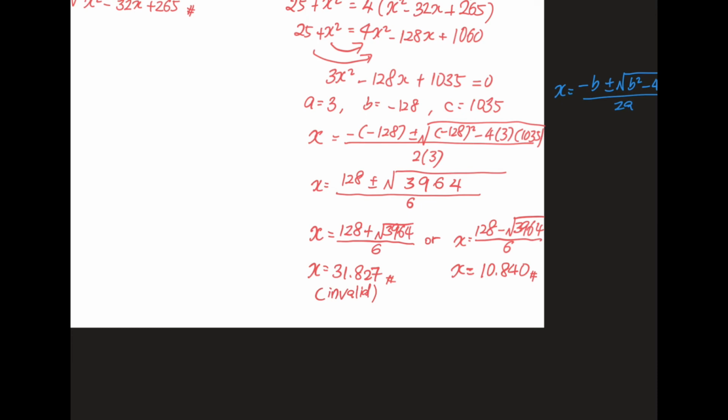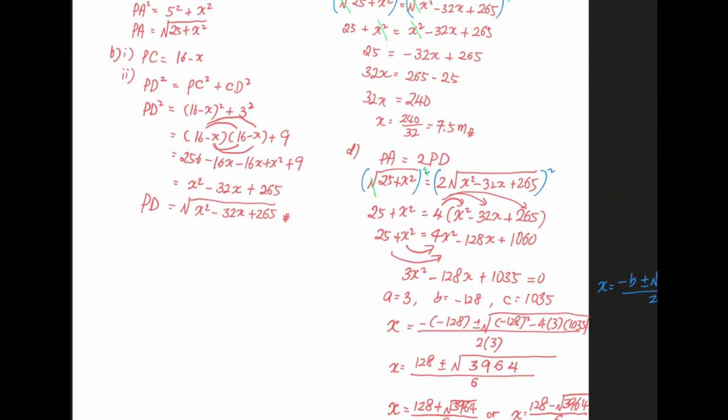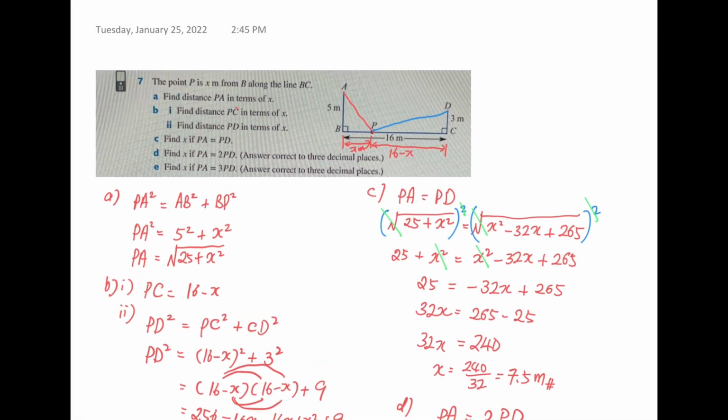So we don't take this as the answer. I just rub away this thing. The only answer that we can take will be this one, the one on the right. And this is smaller than 16 meter. Based on the diagram, we can see that our x meter is just part of the 16 meter, so 10 point something is reasonable. Okay, now we look at part E then.